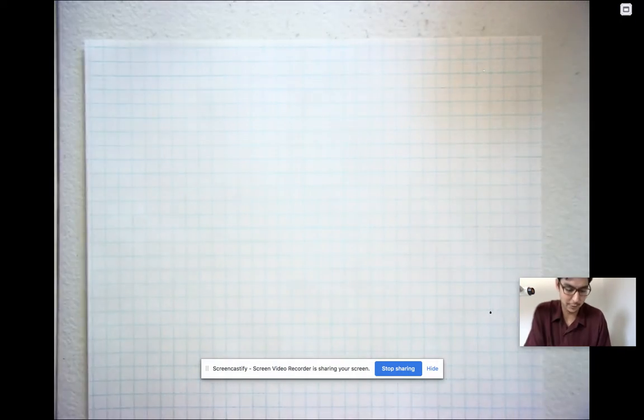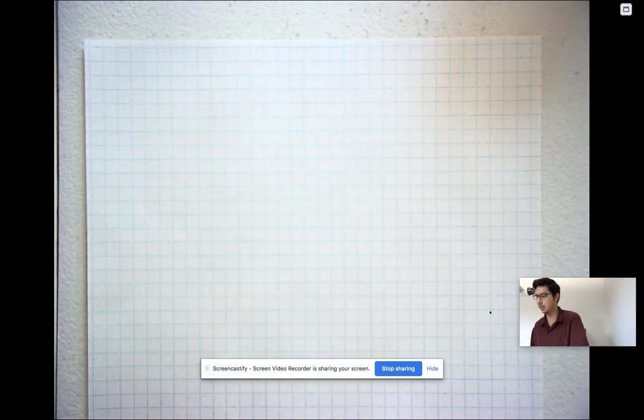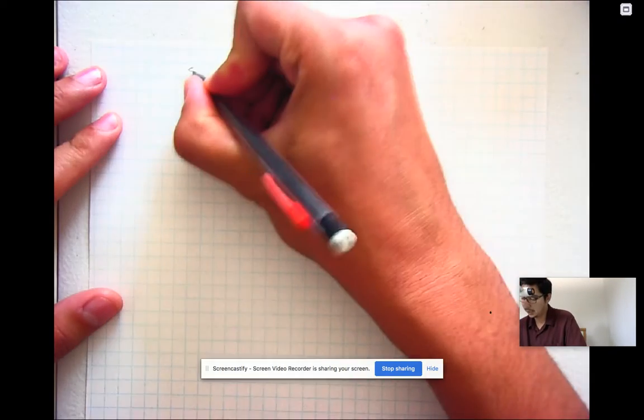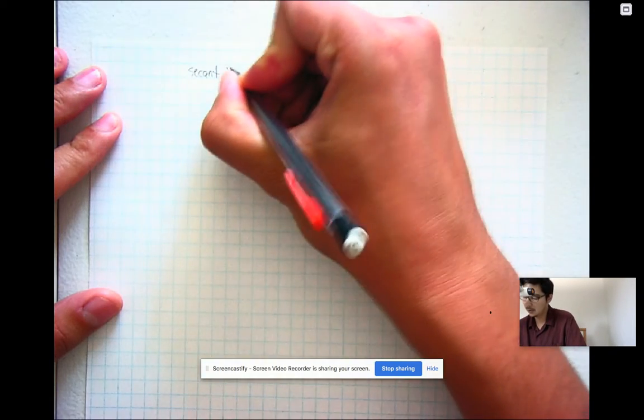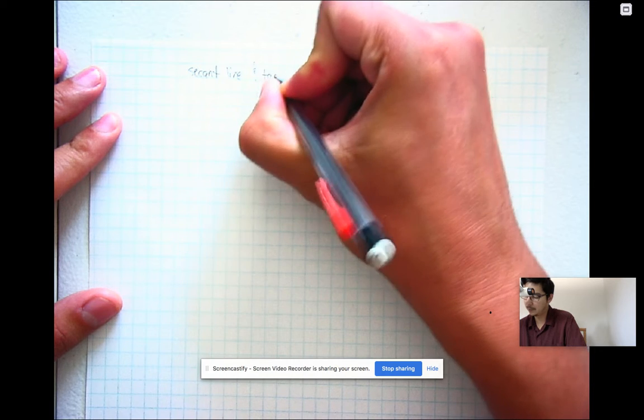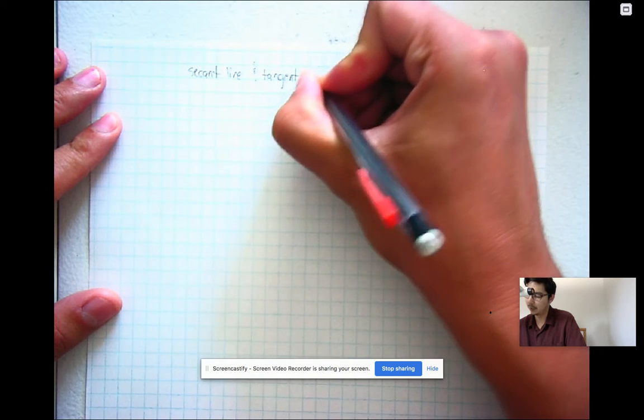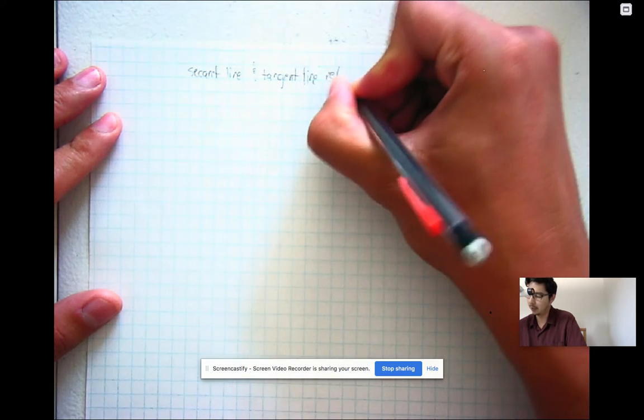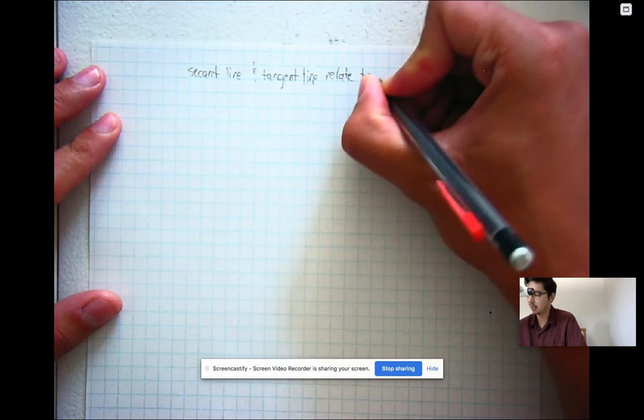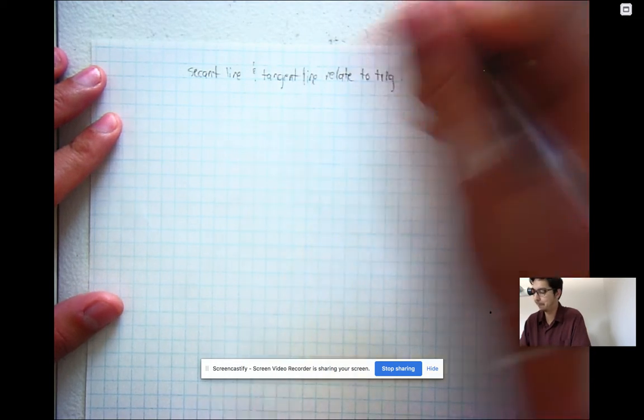Hafiz, Eric, this is for you. You guys asked me a great question. I looked into it, and there you go. So how secant line and tangent line relate to trig. I looked it up, made sense of it, and now I can explain it to you. All right.